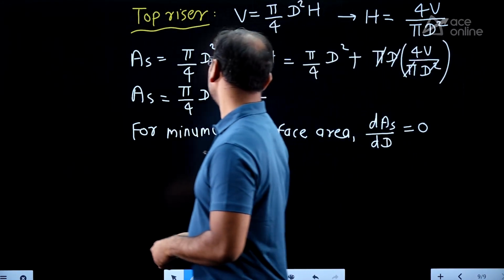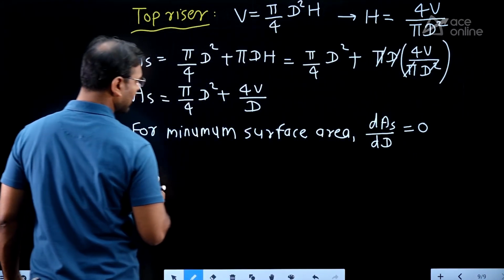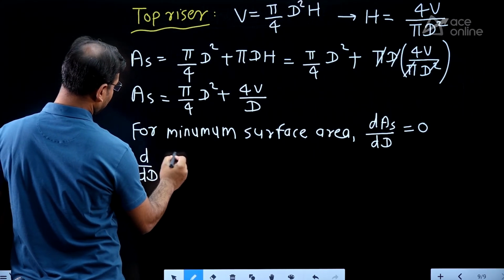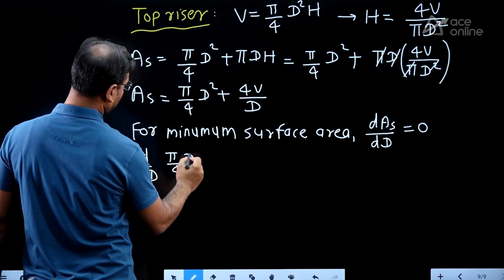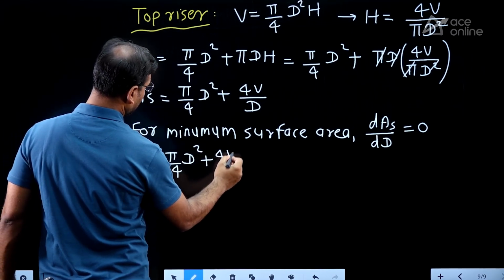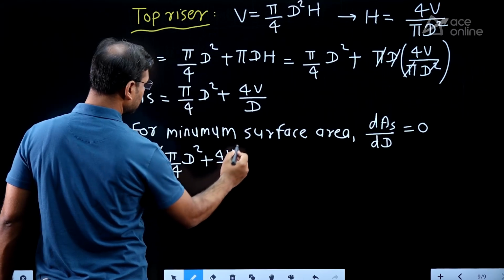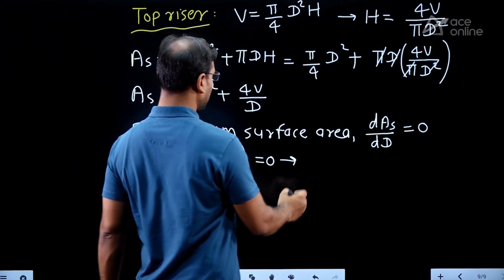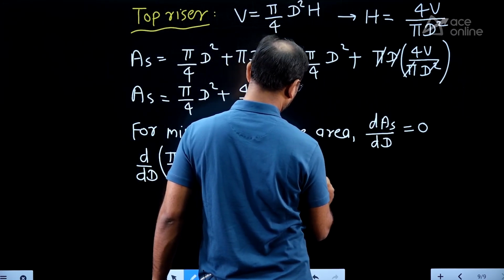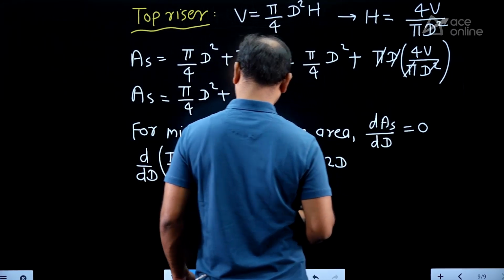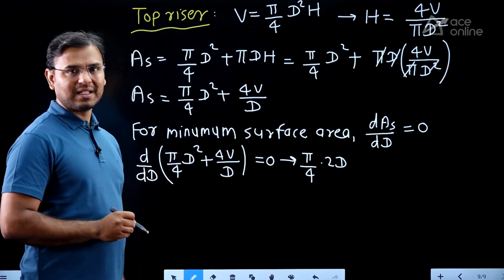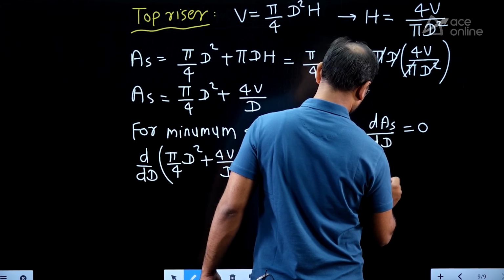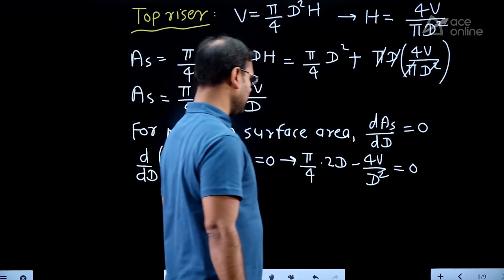Minimum surface area means minimum surface area for heat transfer must be there. And here you can see that the derivative dA/dD of the surface area, that is pi by 4 D square plus 4V divided by D, is equal to 0. Therefore, the derivative of D square is 2D, and for 4V by D, the derivative of 1 by D is minus 1 by D square, is equal to 0.